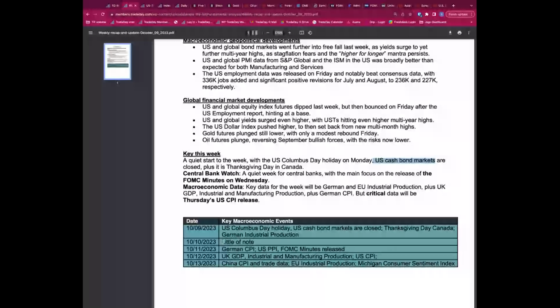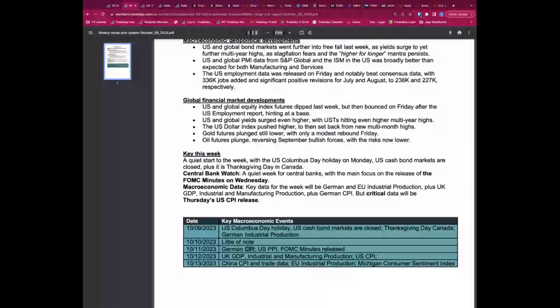Then we have little of note coming up on Tuesday. We do German industrial production, and we'll talk about that shortly. Little of note comes out on Tuesday, and then the big focus switches and we get the key events for this week. FOMC minutes are released, and German CPI as well, which should be noted.